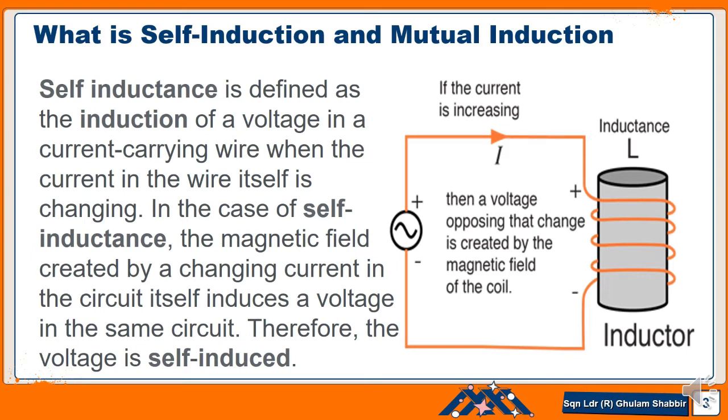As you can see in the picture, there is a coil and current is passing. The current is alternating current which varies at every instant. So the current is changing, the voltage is changing. Hence in this case, since there is only a single coil, the magnetic field created by a changing current in the circuit itself induces a voltage in the same circuit, in the same coil. Therefore this voltage is called self-induced voltage, and this process is called self-induction.